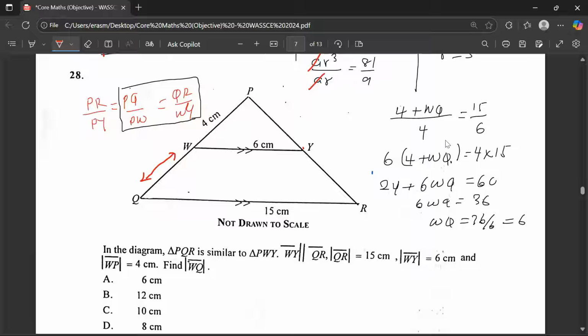So now we want to make WQ the subject and then solve for it. So you are going to have 6 multiplied by this. So 6 times 4 plus WQ equals 4 times 15, right? So we have 24, that is when 6 multiplies 4. Then plus 6 times WQ, which is 6 WQ, equals 4 times 15, which is 60. 6 WQ equals 60 minus 24, which is 36. WQ equals 36 on 6, which equals 6. So the right answer is 6, which is option A.